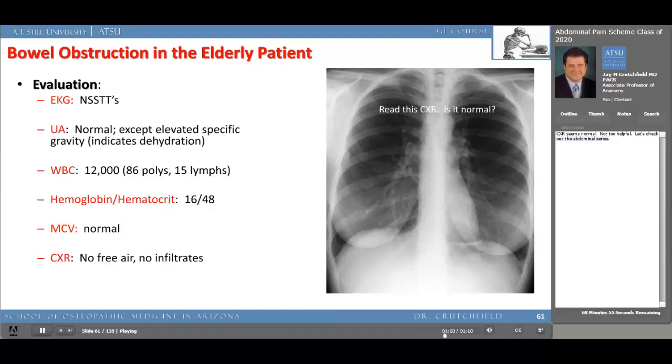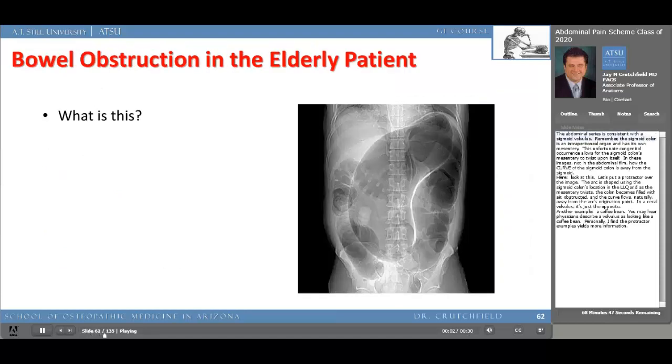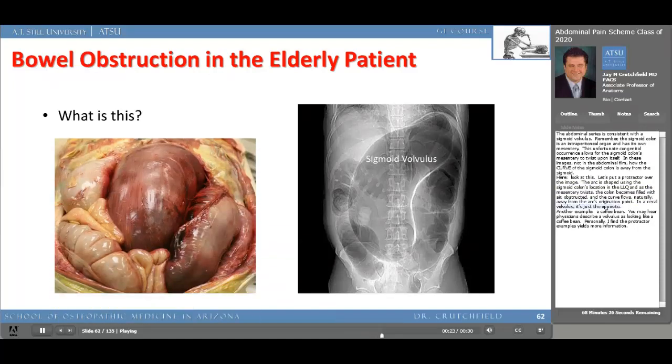So our patient's a little atypical. She's presented with a sigmoid volvulus, which is a bowel obstruction of the distal large bowel. The most common cause of a bowel obstruction of the large intestine is cancer. So in this way, our patient's a little atypical. However, the most common cause of a bowel obstruction of the small intestine is adhesions, most commonly post-surgical adhesions.